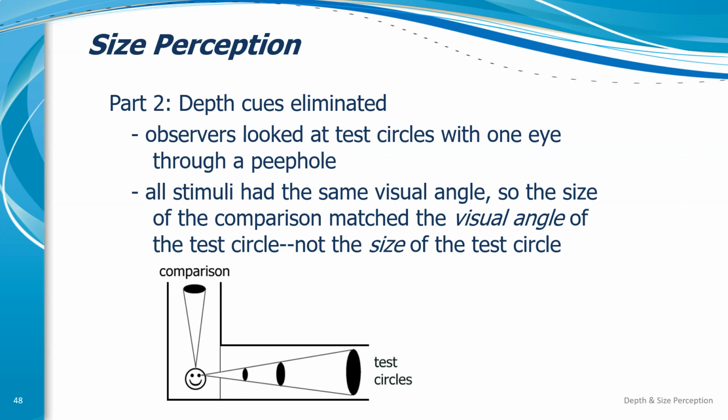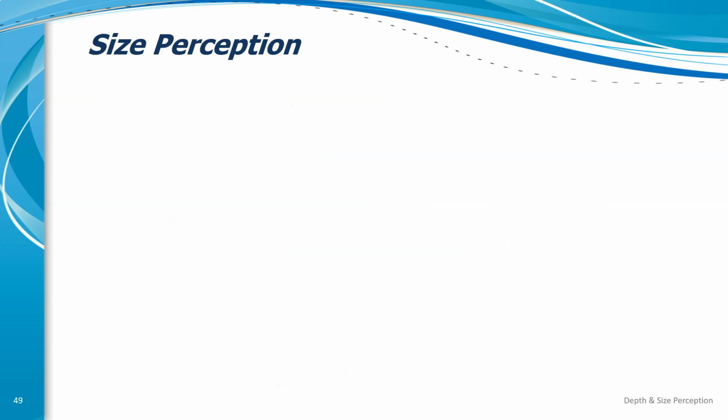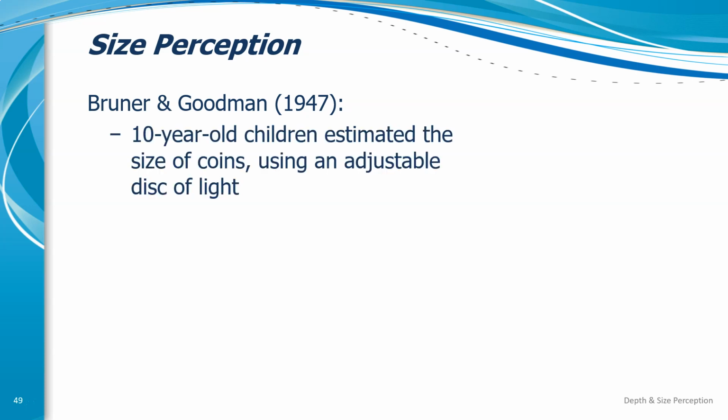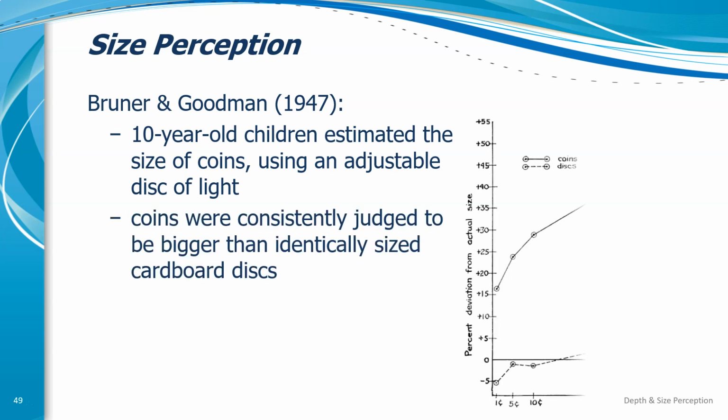But now that we've seen bottom-up processing, let's see the influence of top-down processing. My favorite example comes from Jerome Bruner and a colleague in 1947. They recruited 10-year-old children to estimate the size of coins. And they did this using an adjustable disk of light. Okay. So we have disks and we have coins. The disks referred to cardboard disks. Okay, and these disks were made to be exactly the same size as a penny, a nickel, a dime, and a quarter. And they weren't perfectly accurate, but they were pretty close.